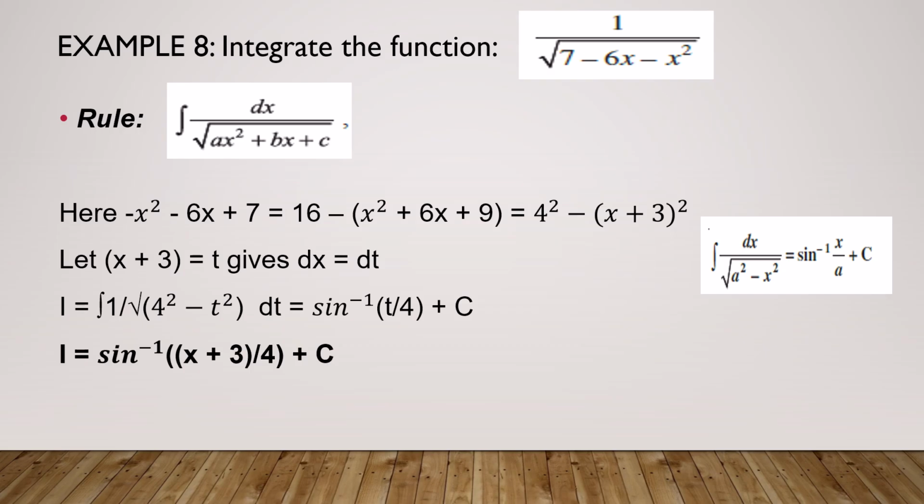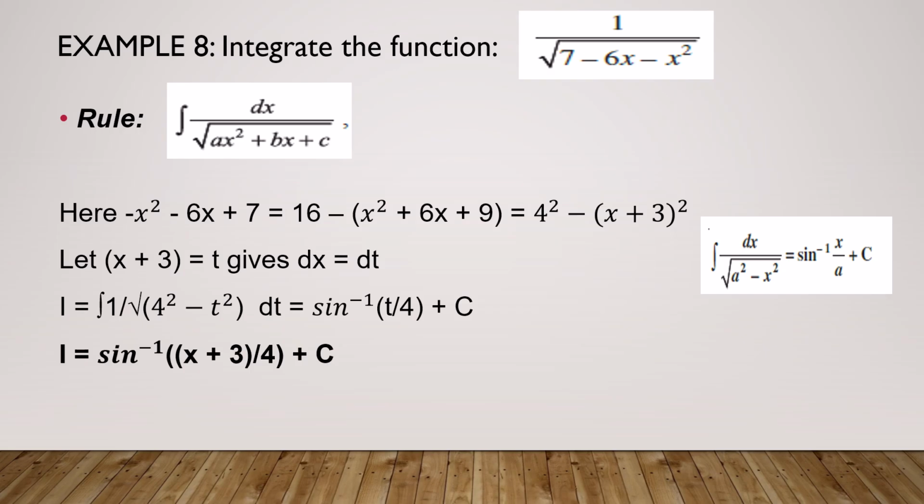Now 1 upon root of 4 square minus t square. So what is the standard integral? Integral of dx upon root of a square minus x square is sine inverse x by a. So this is sine inverse of, instead of x, what you have, t. What is t? x plus 3, upon a. What was your a? 4. So it is sine inverse of (x plus 3) upon 4 plus c.